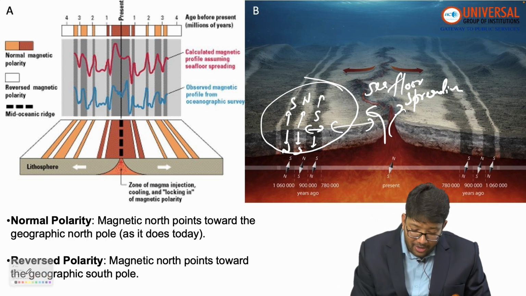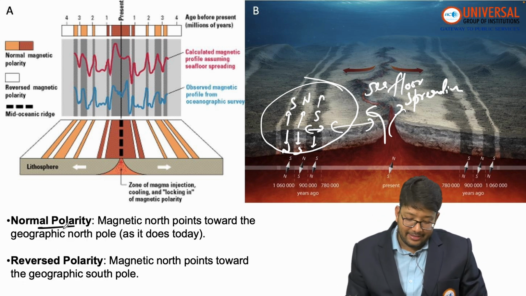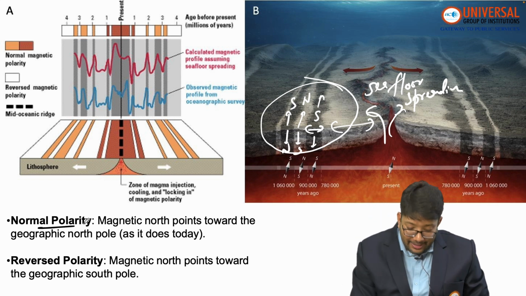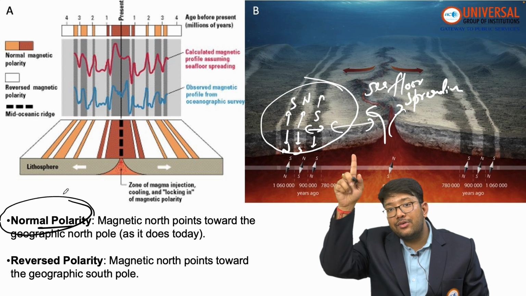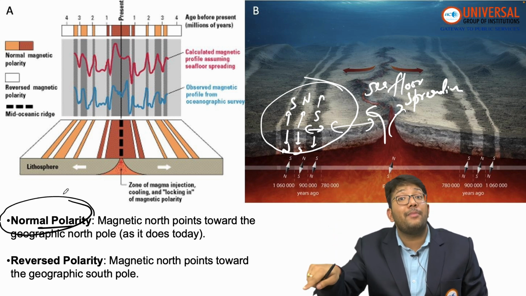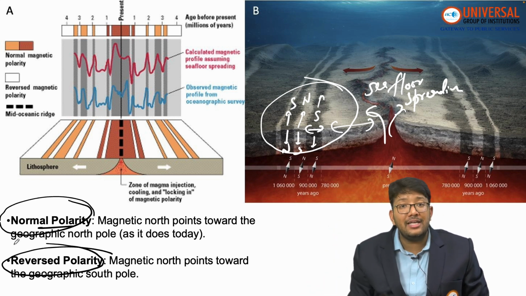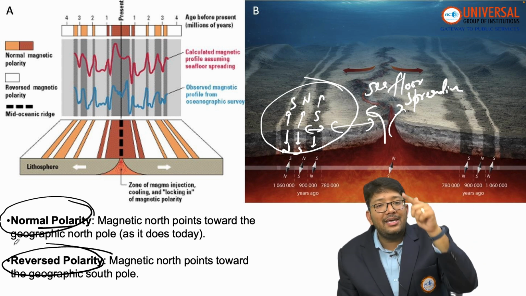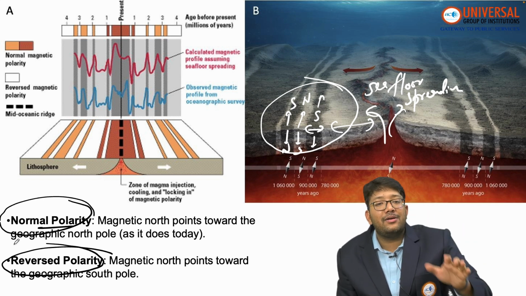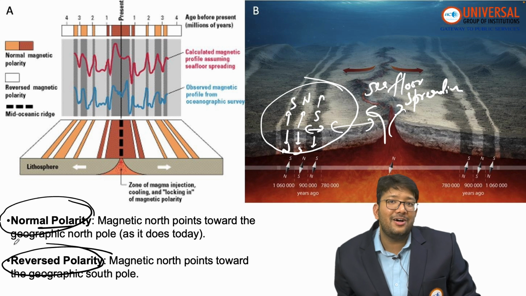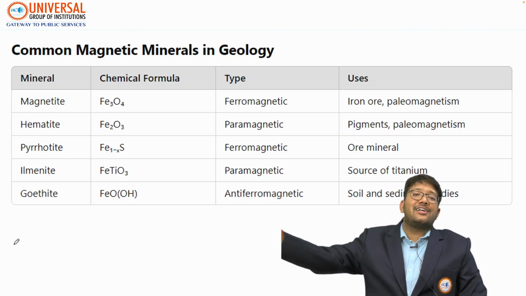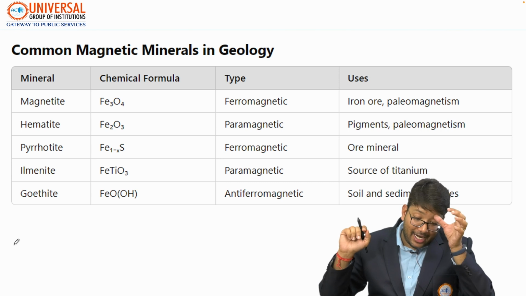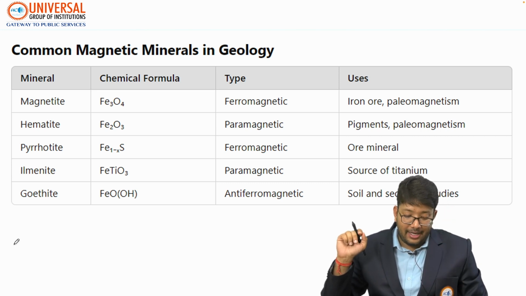So what is normal polarity? I'm winding up the lesson: when magnetic north points toward the geographic north pole, whatever the north pole and south pole are right now, that is called normal polarity. And what is reverse polarity? Suppose that in future our north pole has become south and south pole has become north, that will be called reversed polarity.